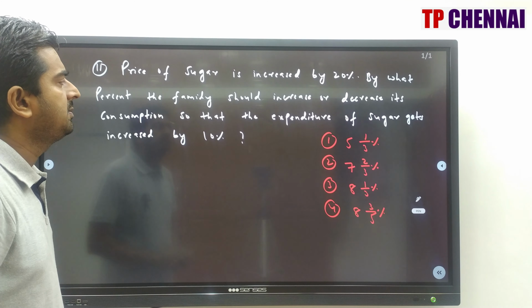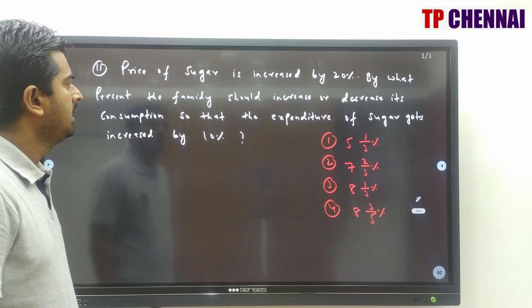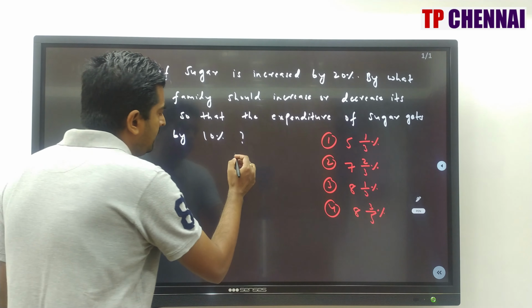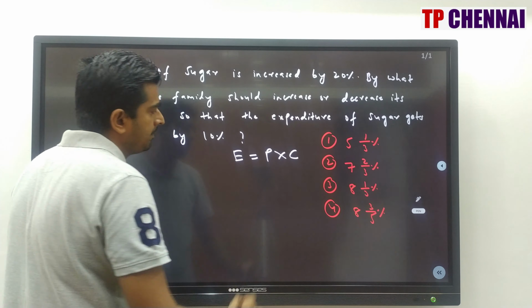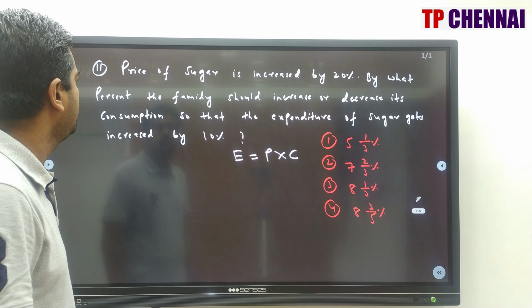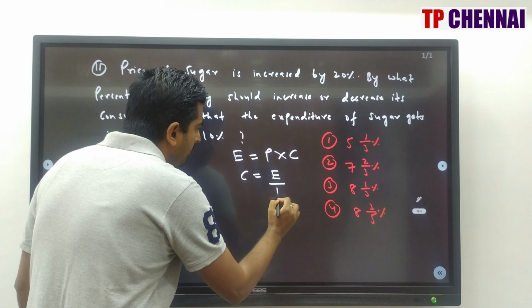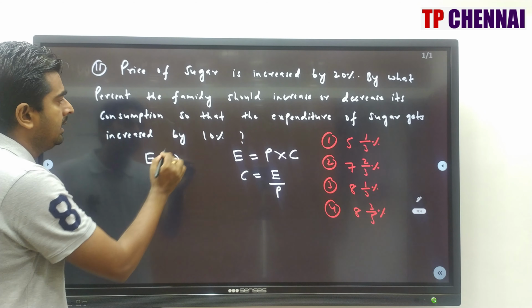Price of sugar is increased by 20%. By what percent the family should increase or decrease its consumption so that the expenditure of sugar gets increased by 10%? You know very well, expenditure is equal to price into consumption. But here what they are saying, by what percent should the family increase or decrease its consumption? So consumption is equal to expenditure by price.